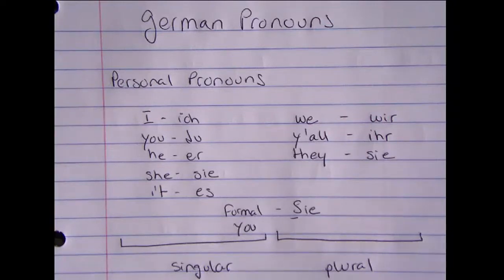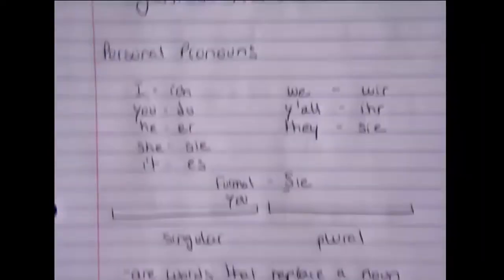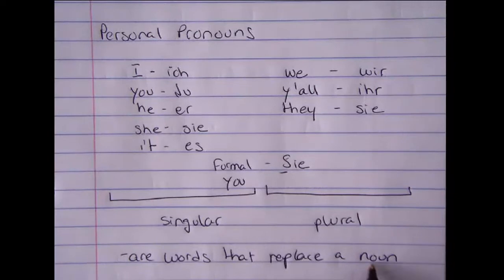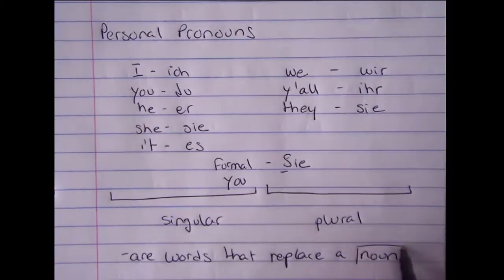All right, so I hope you said something along the lines of personal pronouns are words that replace a noun. So these are things or words that replace a noun. Now this noun can be your subject, this noun can be your direct object, it can be your indirect object, it doesn't matter. And of course it can also be a person or a thing.